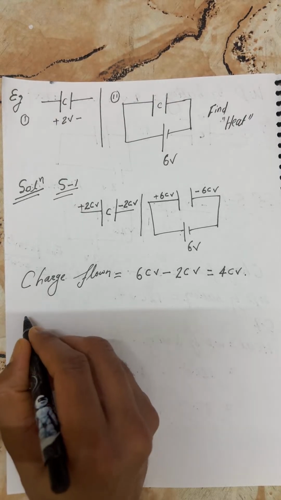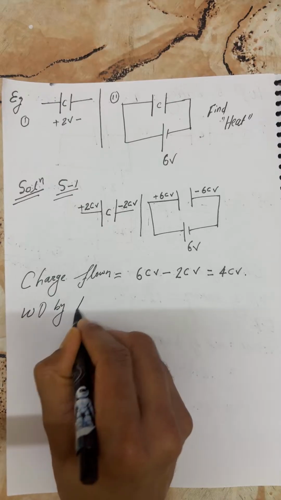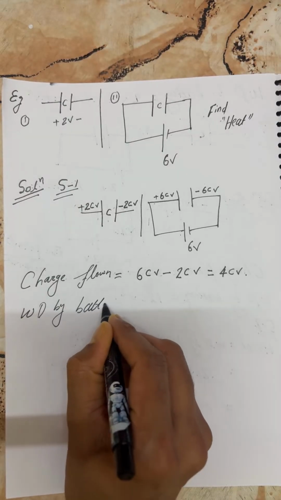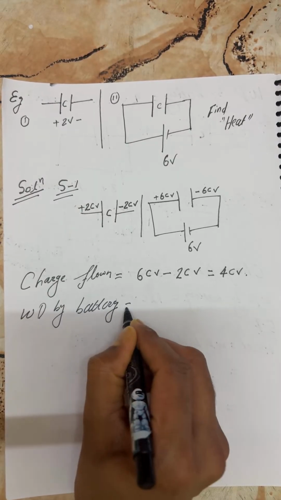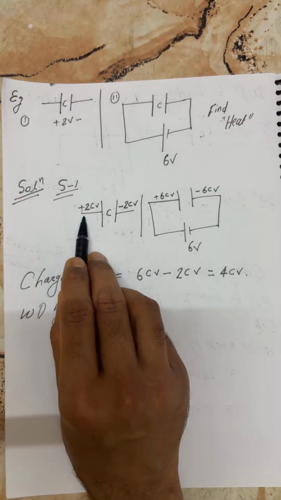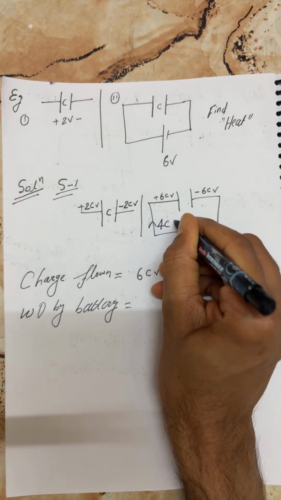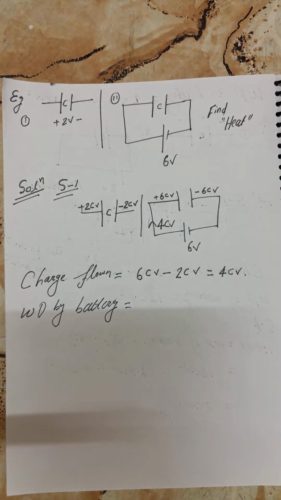Okay. Now, students, I'm going to find work done by battery. So how can we do it? Because this is 2 CV, you are basically supplying 4 CV. Initial is 2 CV, final is 6 CV. So 4 CV you are supplying basically.